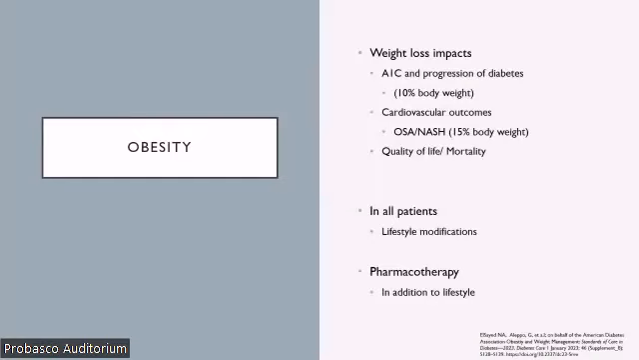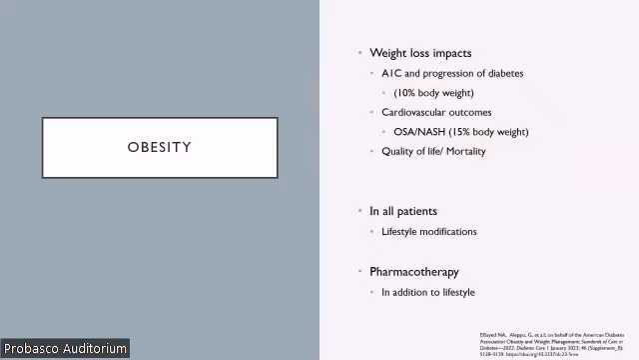All right, we'll finish up talking about obesity and diabetic kidney disease. So obesity, we know that the weight loss impacts on this disease state are vast. If you can really decrease A1C by decreasing at least 10% of your body weight, you decrease risk of cardiovascular outcomes, increase quality of life, and improve mortality.